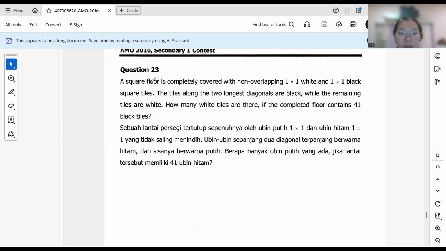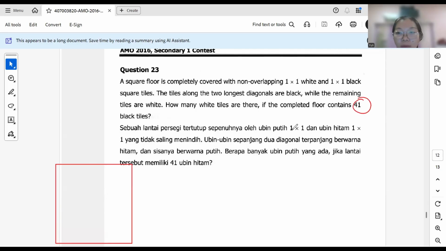Number 23. A square floor is completely covered with non-overlapping 1 times 1 white and 1 times 1 black tiles. The tiles along the two longest diagonals are black, while the remaining tiles are white. So you have to draw to imagine this, okay? This is the floor. Imagine this is the floor.